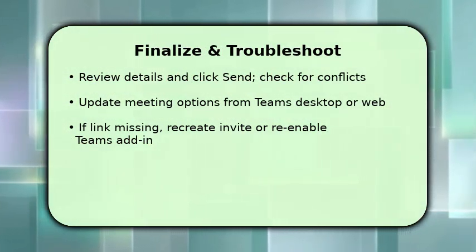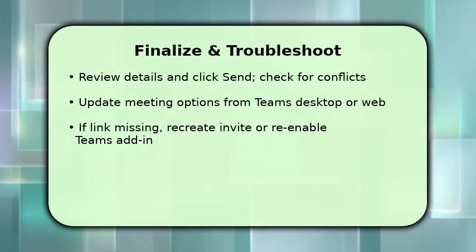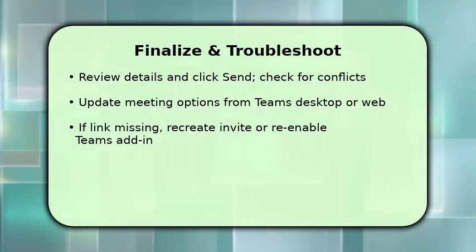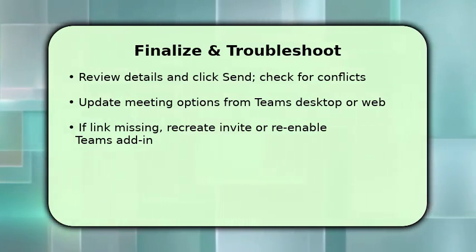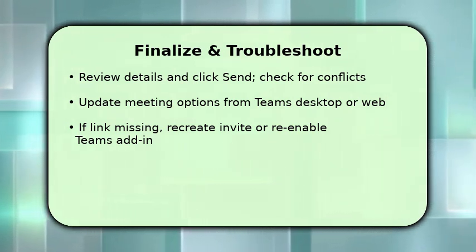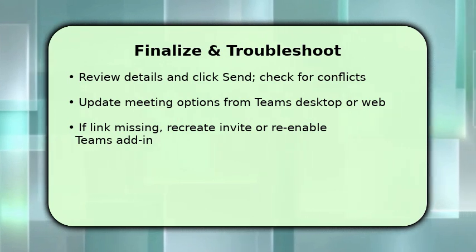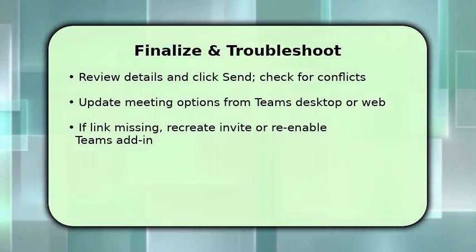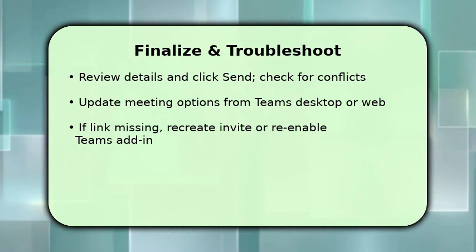Confirm attendees, attachments, time zone, and room, then click Send so calendars update. Once sent, you can refine permissions by opening meeting options in Teams, and change who bypasses the lobby and who can present. If you need to update attendees or files, edit the event and resend the update.